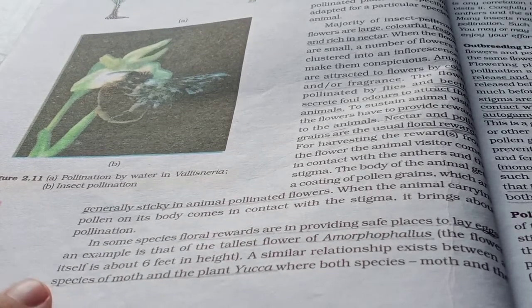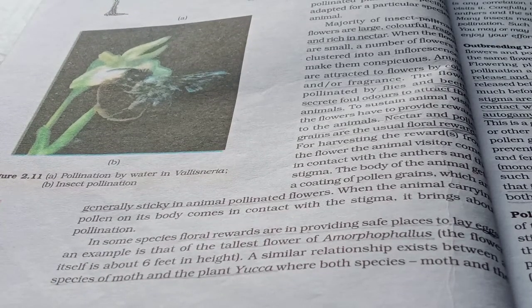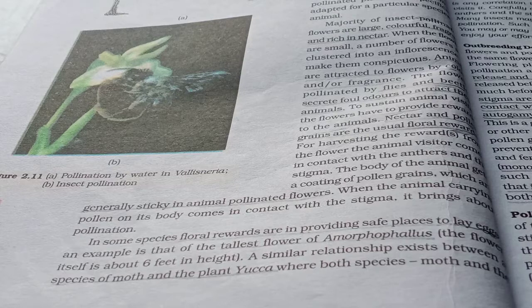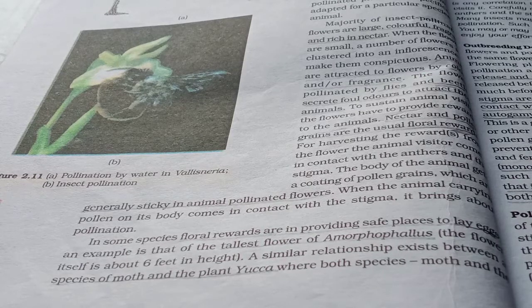So how is this pollination by animals then? The animals will land on the flowers, and from the anther, the pollen grains will stick to their legs, or to their body. And when they move again to another flower, they will land on the stigma. That means they will pass the pollen grains to the stigma. So they act as the pollinating agent.